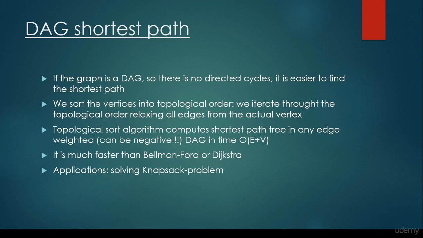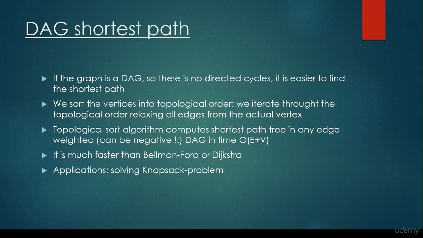The Bellman-Ford algorithm is even slower. So basically, this DAG shortest path algorithm is very fast compared to the Dijkstra or Bellman-Ford algorithm. And what's very important, the edge weights can be negative as well. So the DAG shortest path algorithm can handle negative as well as positive edge weights.